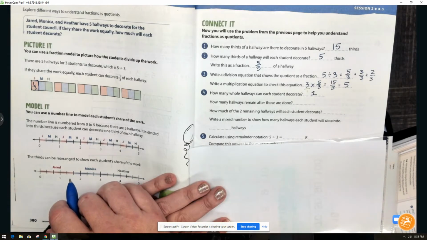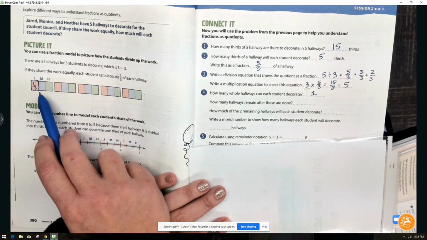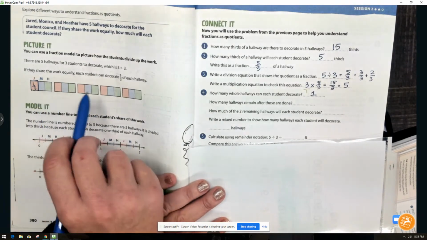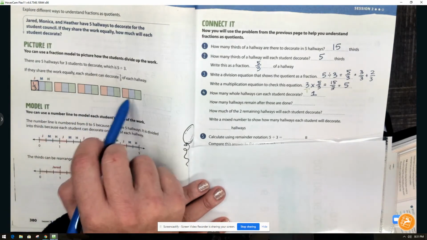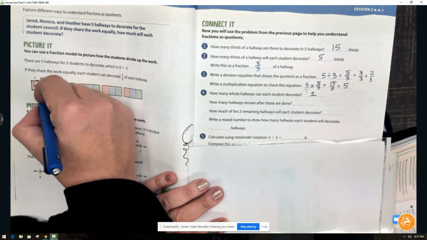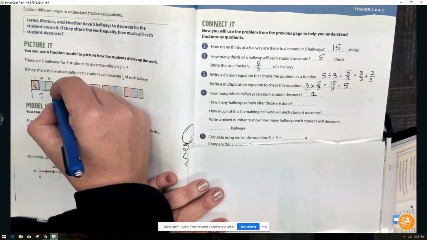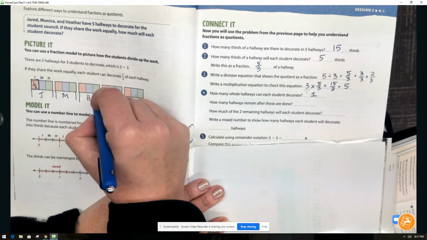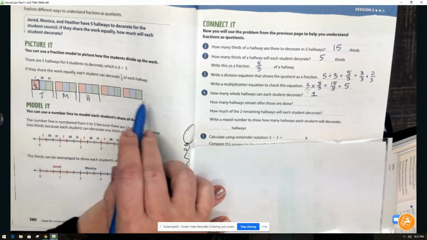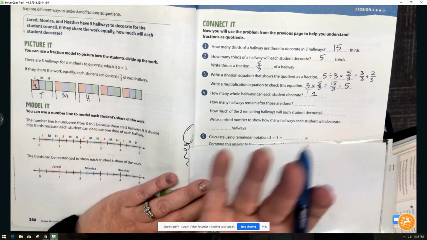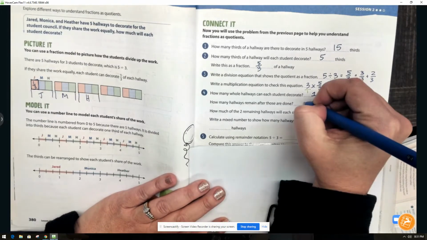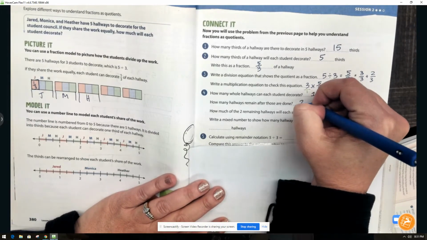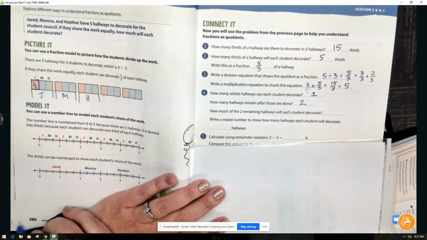Well, we know each of these is a hallway. So if Jared does this whole hallway, and Monica does this whole hallway, and then Heather does this whole hallway, how many hallways are left? That's right. 2 hallways are left to be done after that.